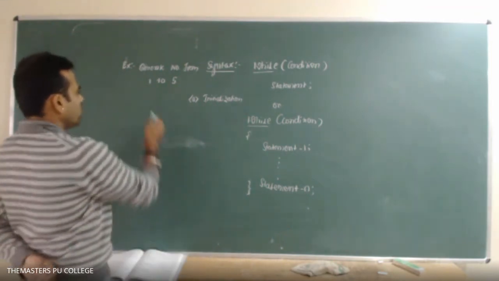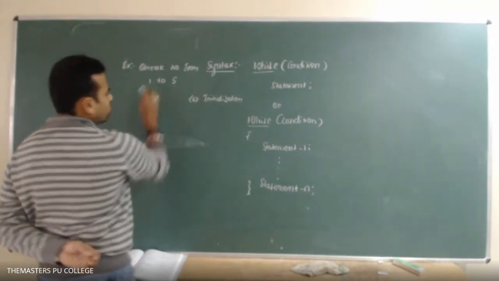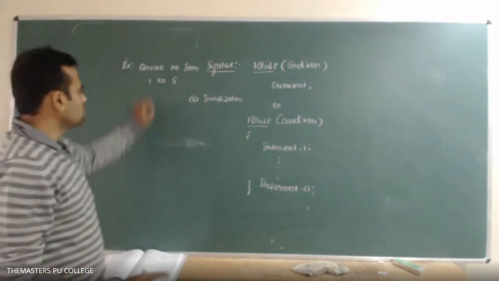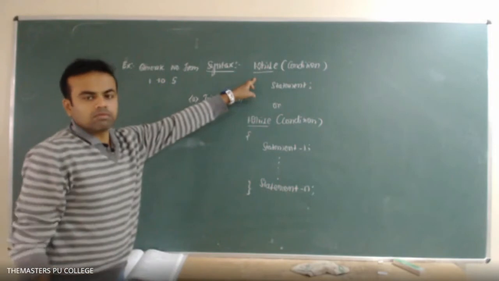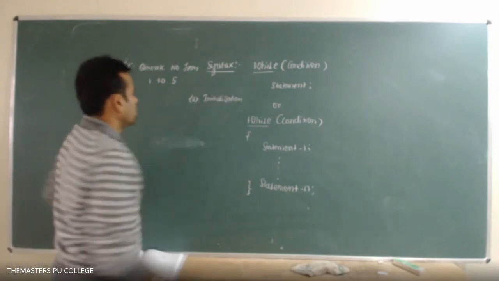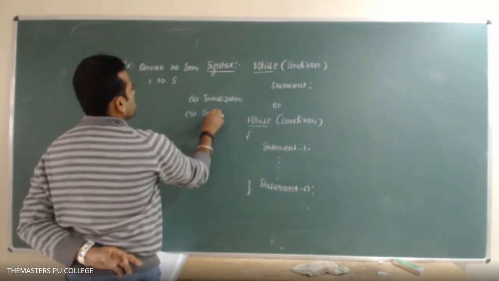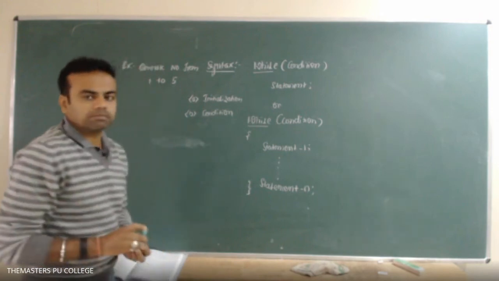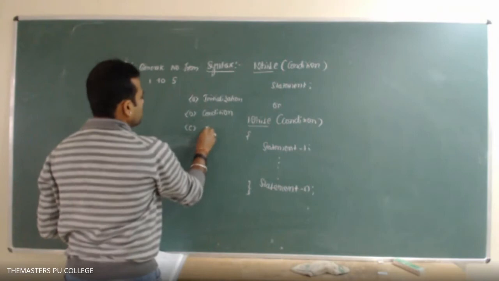I need to generate the number from 1 to 5. I need to initialize the variable value by 1. I need to print the value from 1 to 5 using while loop, using looping concept, right? Okay, so the second thing is condition. I need to specify the condition for the looping statement. Next, and finally I need to increment or decrement.